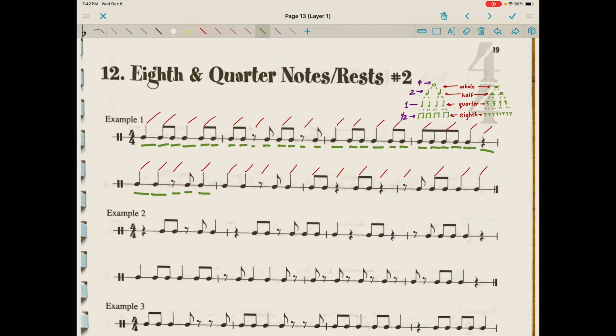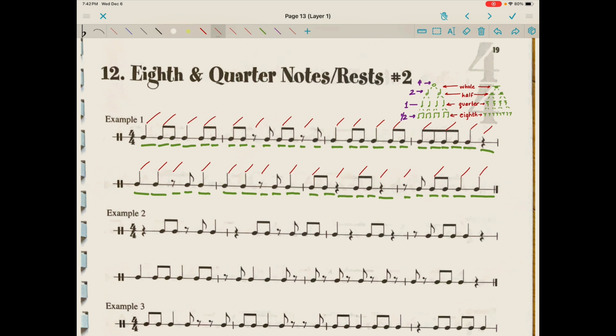Do, day, do, day, do, day, do. Moving on to example 2, you notice we're still in 4/4 time.